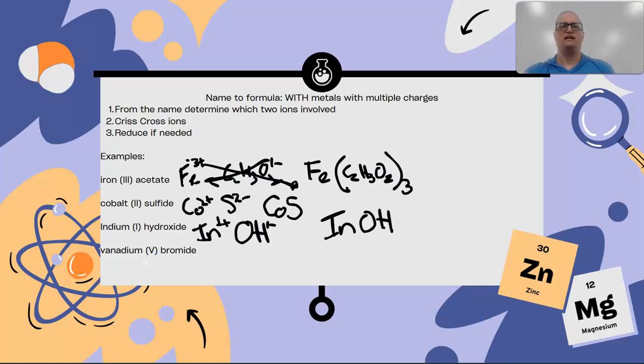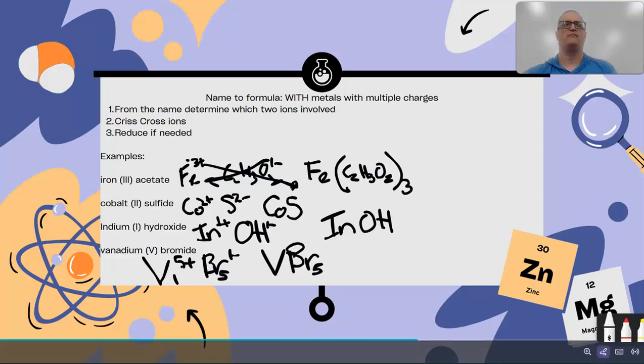And then finally vanadium 5, so vanadium 5, and bromine, bromide, that's our 1-. So the 5 comes down here, we just have 1 over here, so our correct chemical formula, VBr5. A little better.